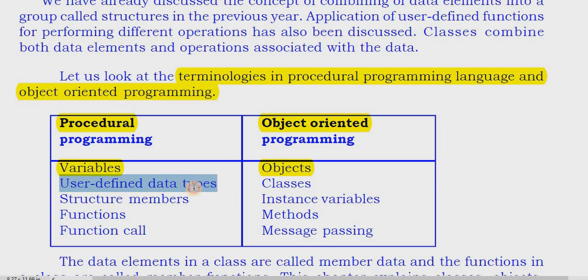In the old programming technique, a user defined data type is called in the new technique a class. Similarly, structure members in the old technique are called instance variables in the new technique. In procedural programming there are functions, and these functions are called methods in object oriented programming. Methods mean the same as functions. And we use a word like function call, which is called message passing in the new technique.